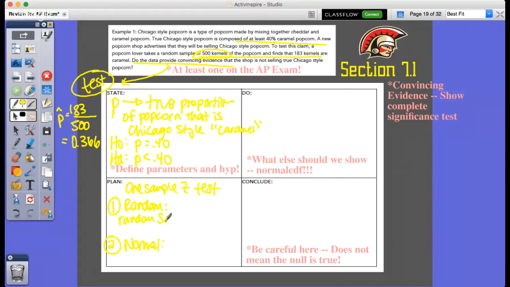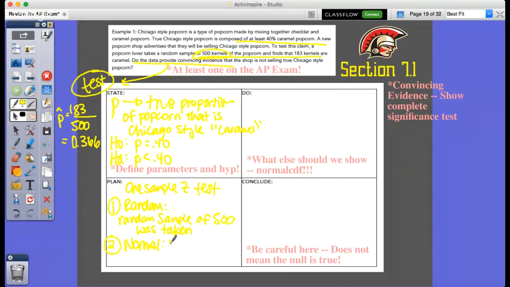Set it in there. Random sample, and I would actually write this out. SRS is good, but just in case, really write that out. The next part that we want to state too is the normal condition. Does it say anything about the normal condition? I don't see it over there. I don't see the normal condition.